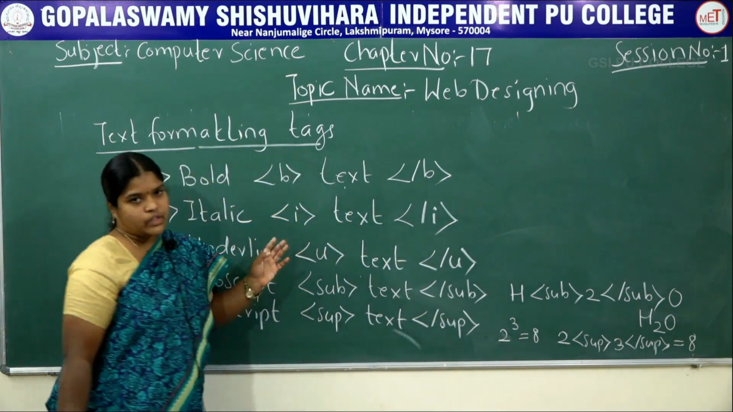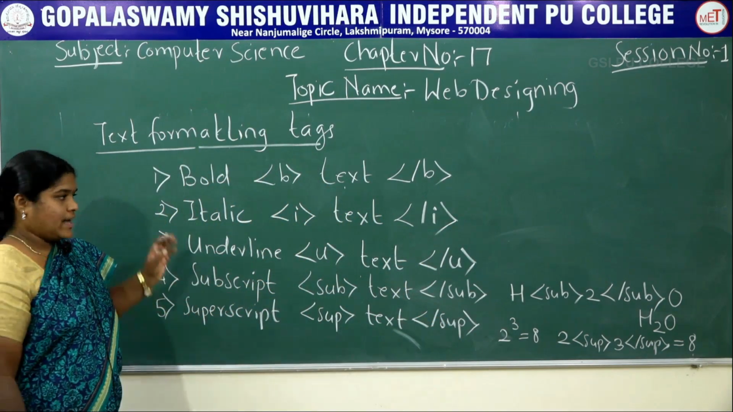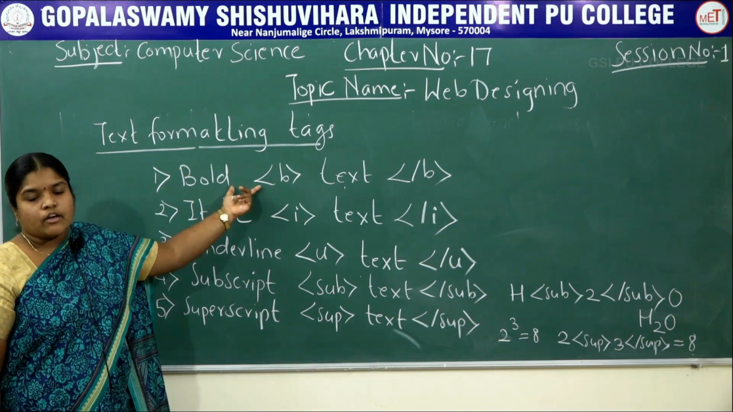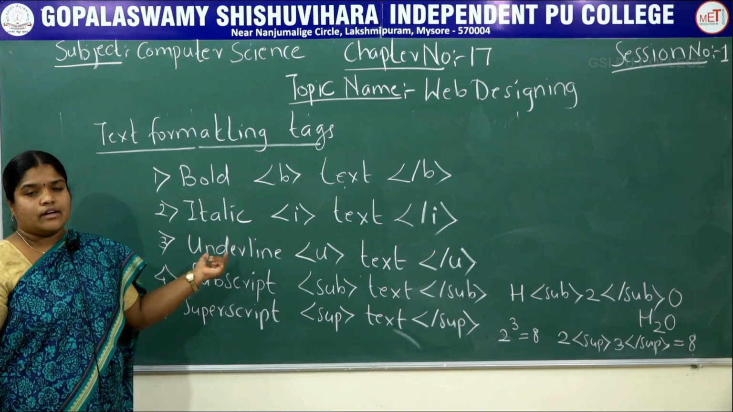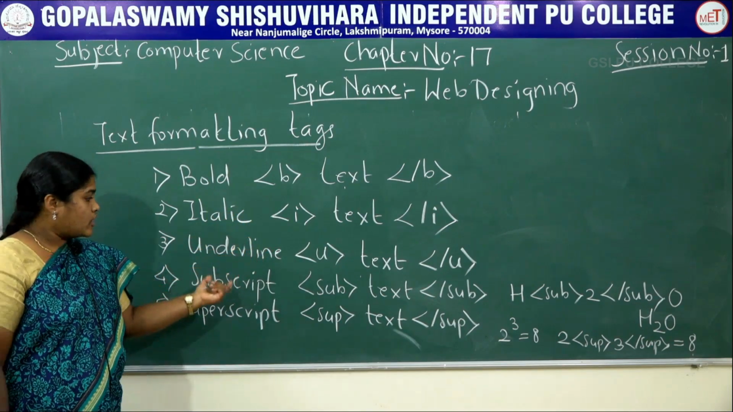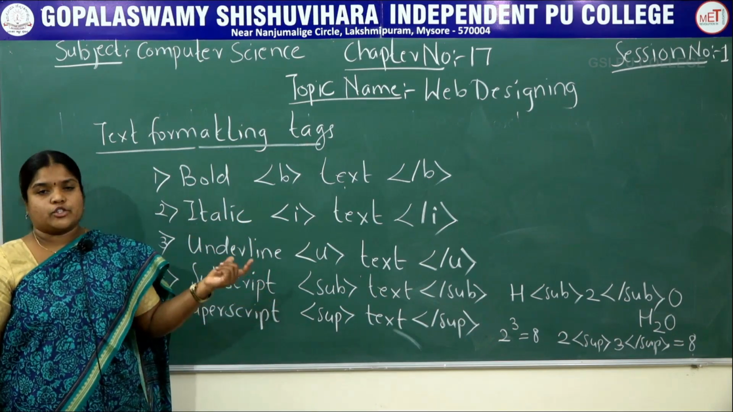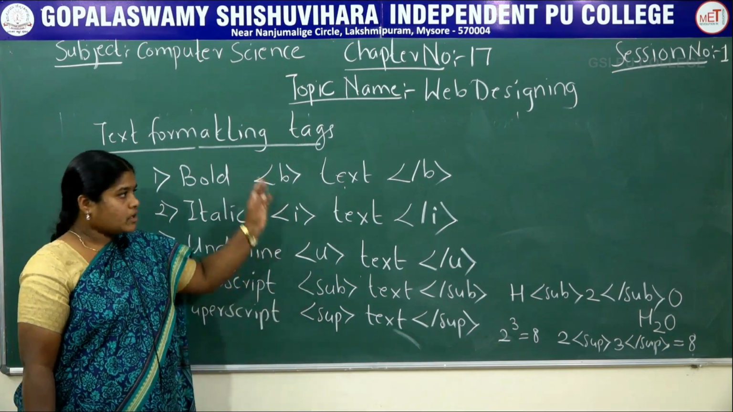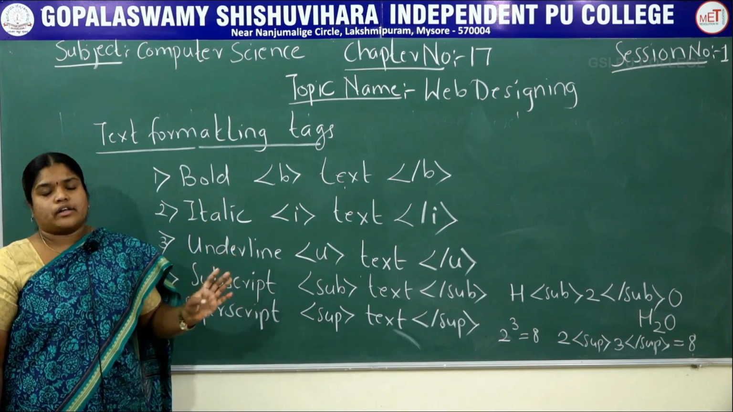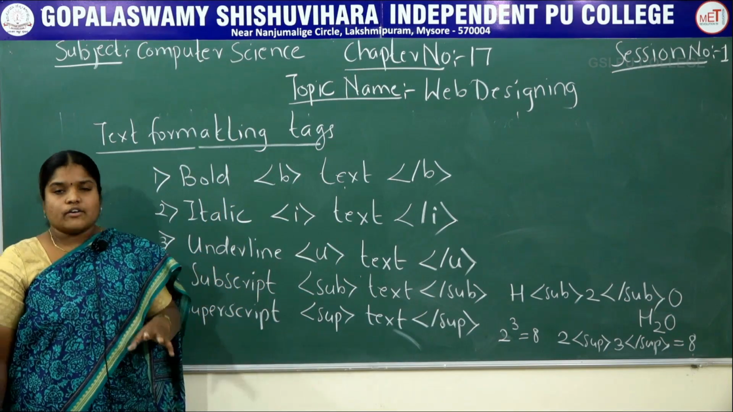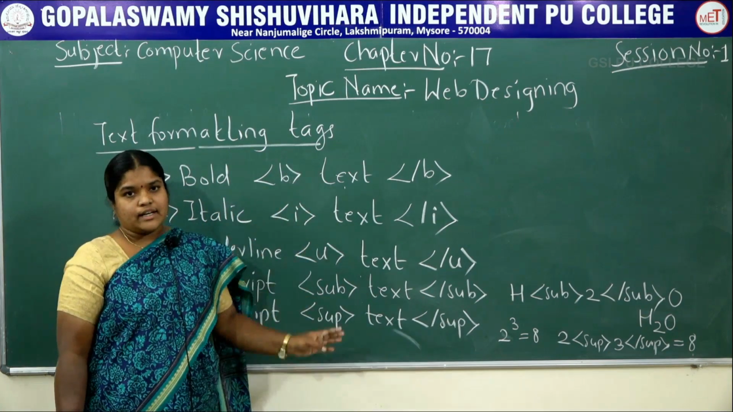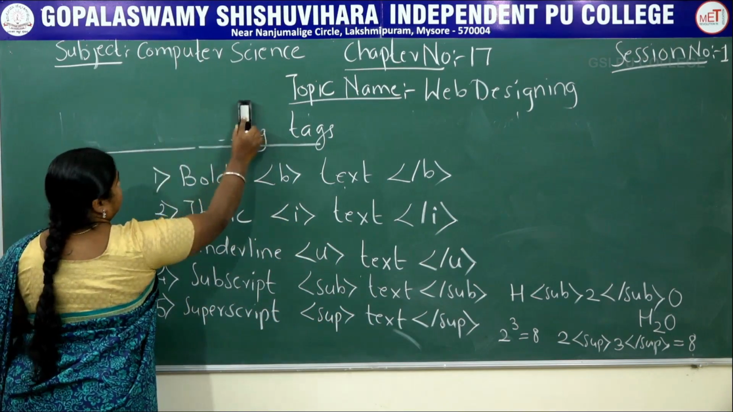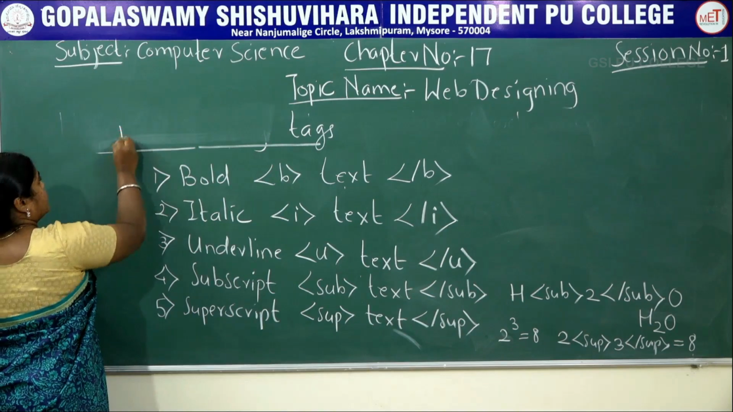So these are some of the text formatting tags. First one is bold. For bold we use B, for italic we use I, for underline we use U, for subscript we use SUB, for superscript we use SUP. So under this particular category we have studied around 5 tags with the syntax and example. Now after this we are going to study the heading tags.